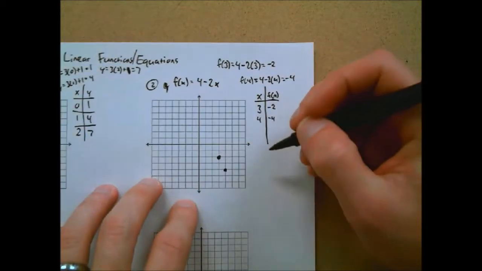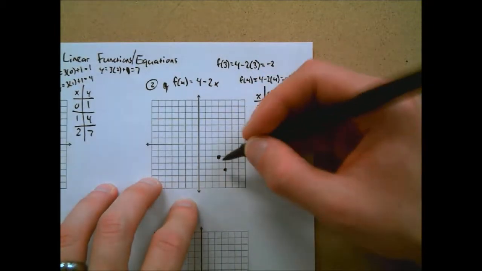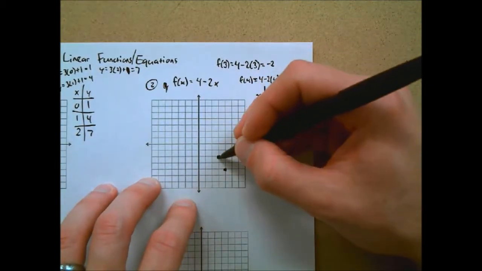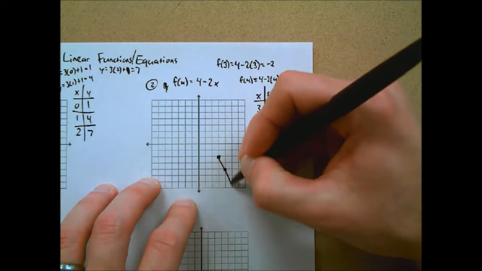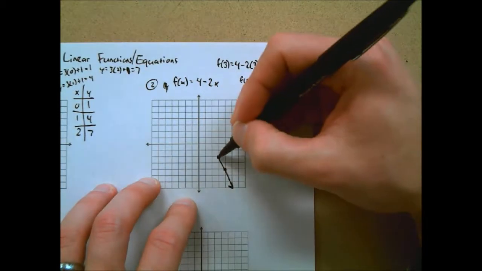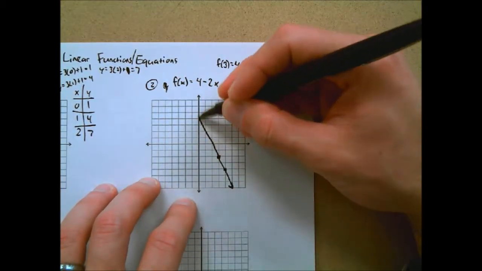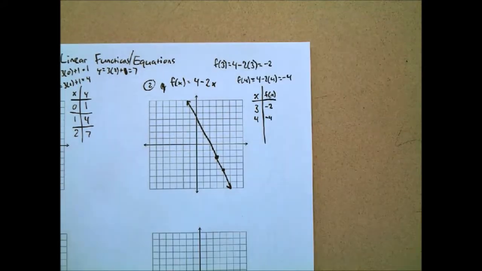Okay, so I'm going to connect these dots. Let's see here. Ooh, I want to make sure I draw it kind of neat. Okay, remember to put an arrow at both ends because we keep going here, right? Like that. Okay.